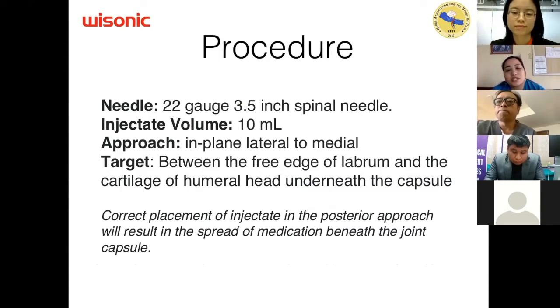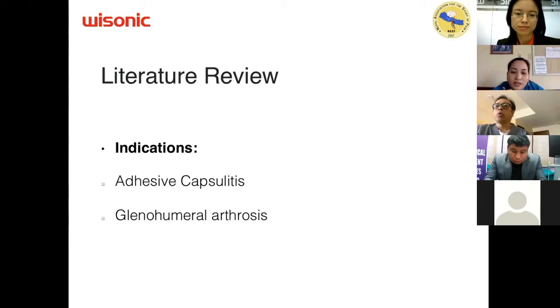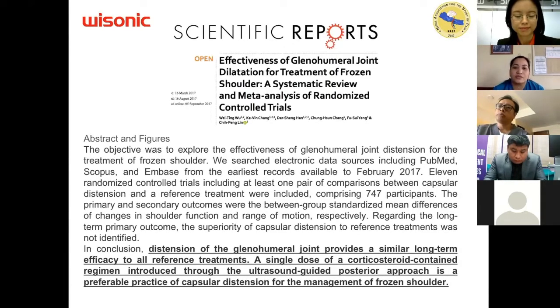You can also do it in a different approach, but most practitioners have found in-plane to be easier. And the target would be between the free edge of the labrum and the cartilage of the humeral head under the capsule. So correct placement of the injectate in the posterior approach will result in spread of medication beneath the joint capsule. It should not spread into the infraspinatus muscle or outside the joint. The indication for injecting the posterior glenohumeral joint is either for glenohumeral arthrosis or for adhesive capsulitis, commonly known as frozen shoulder.